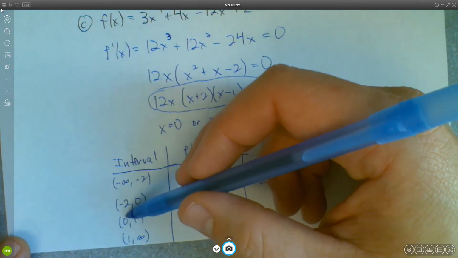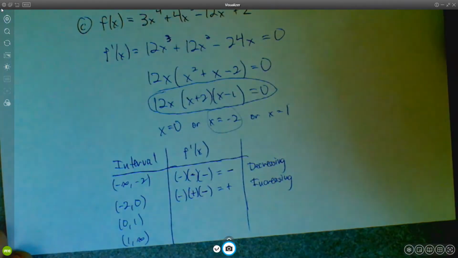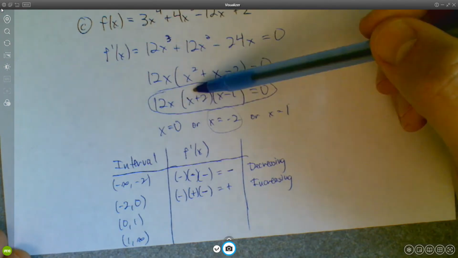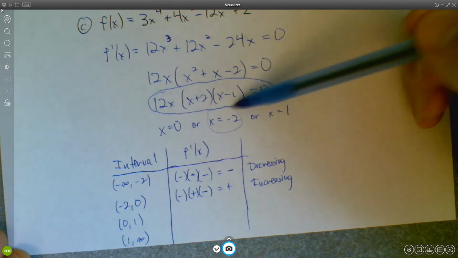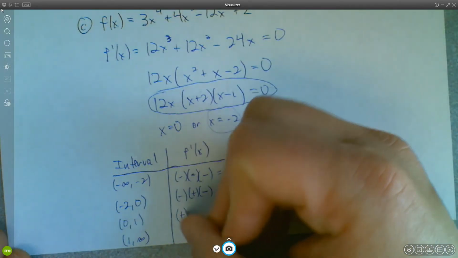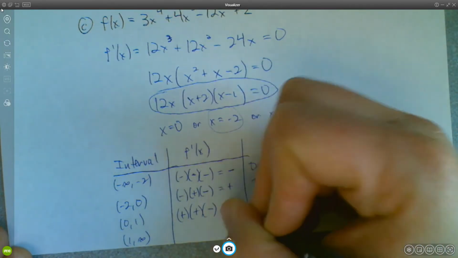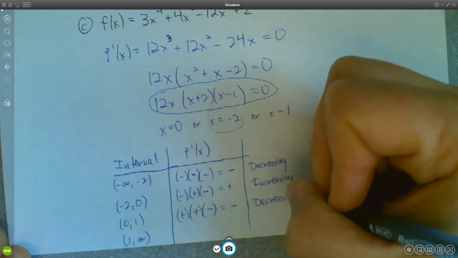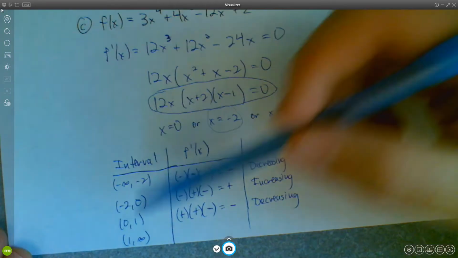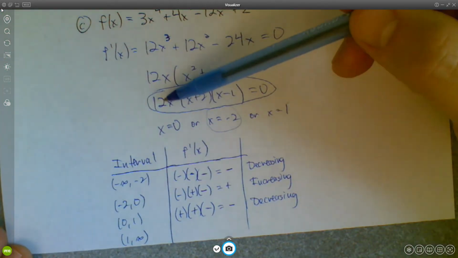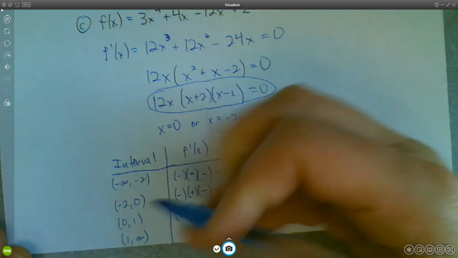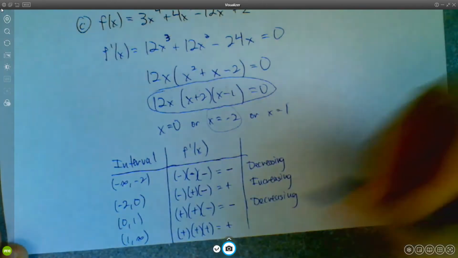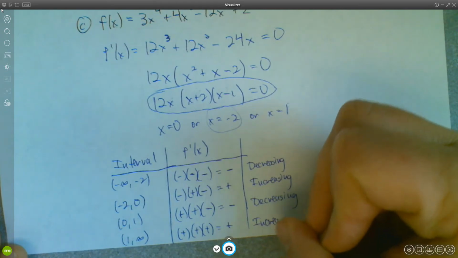If I plug in something between 0 and 1, that's a little more challenging. This is a 1/2, right? Then we're going to have a positive, and a negative, right? So it's going to be positive times negative. That'll make a negative. So we're decreasing. And then from 1 to infinity, if I plug in like 2, it'll be positive, positive, and positive. That'll make a positive overall. So we're increasing on that interval.